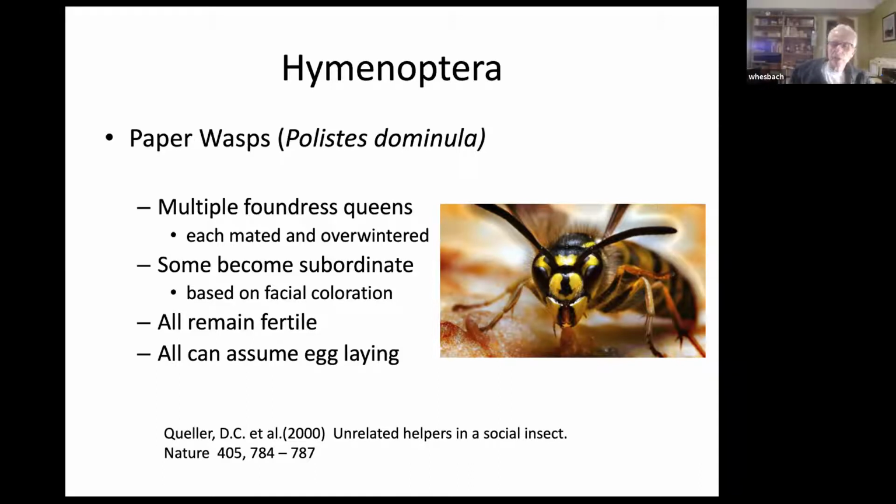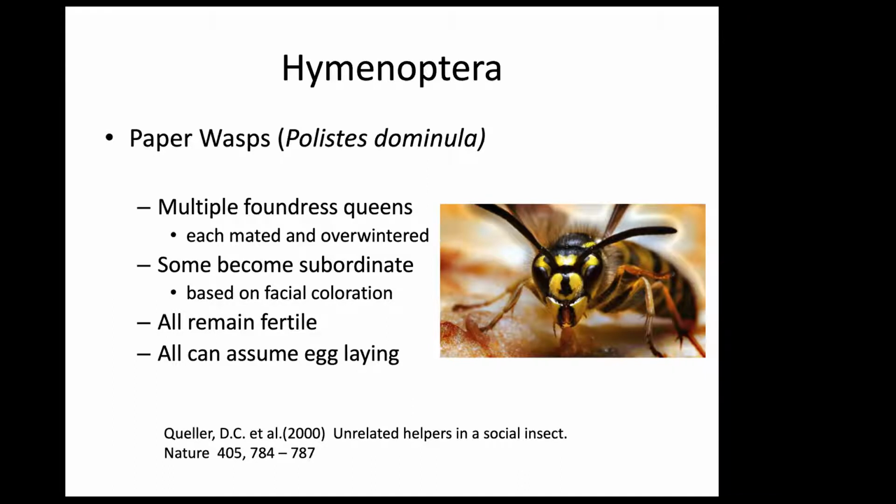So this is a wasp, but it's not a paper wasp, but I just wanted to put it on there so you could see the distinction in their face. They have these extraordinary markings on their face, and the queens stare each other down, and the facial coloration is one criteria where they select the absolute queen that's going to take over the colony. But all the rest of them remain fertile, and they can all assume egg laying at any time.